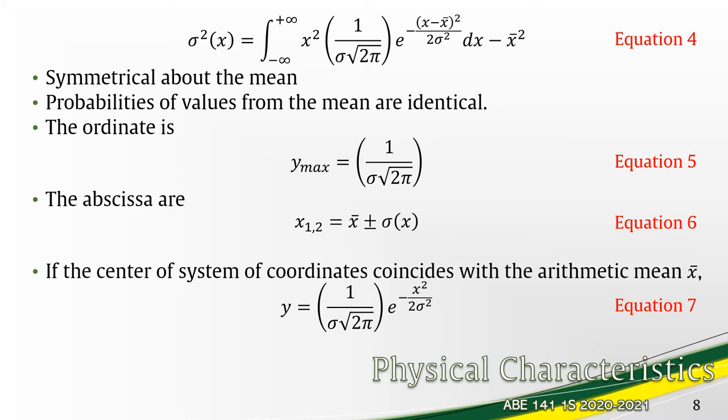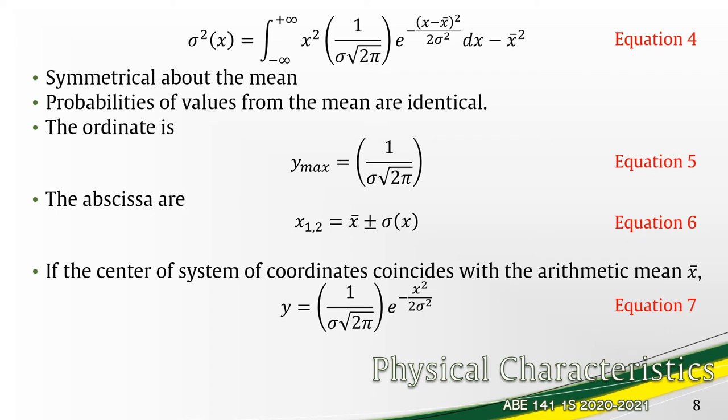The Gaussian is also referred to as the bell-shaped curve and has probabilities of measurements identical about the mean. The ordinate or maximum probability, meaning most likely to occur, is computed by y-max equals 1 over the quantity sigma, the square root of the quantity 2 pi, which we have already shown a while ago. The abscissa, where the curve inflects, is x bar plus or minus sigma.